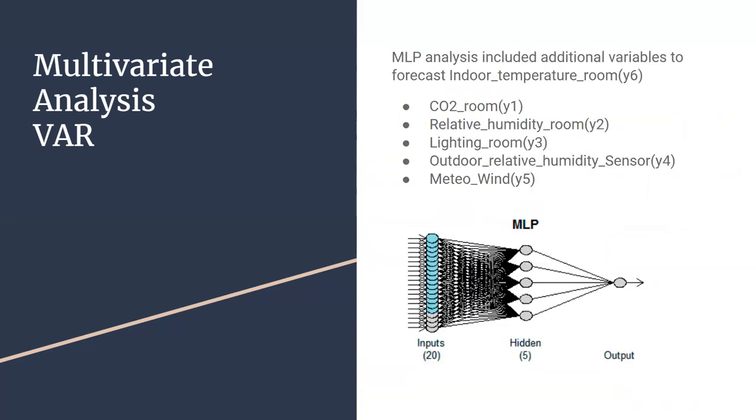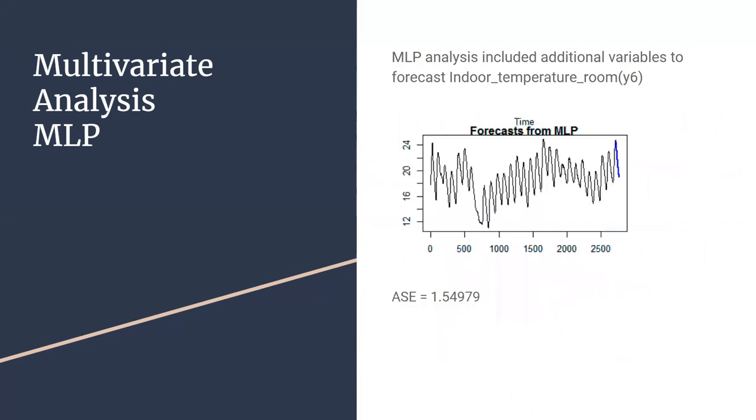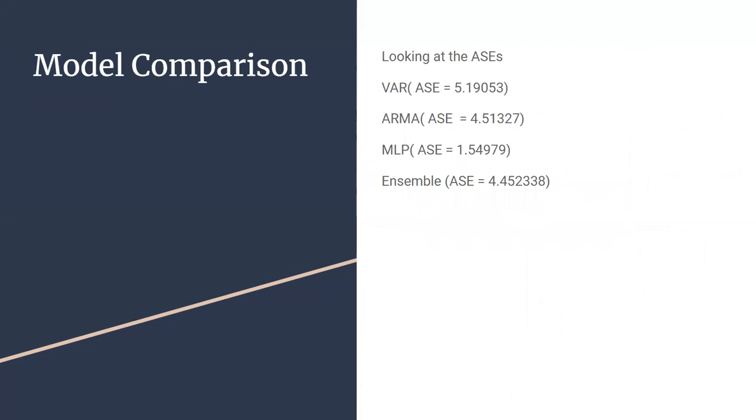5.19. Running the model through an MLP, which has inputs of various lags of all variables and 5 hidden nodes to result in one output, the ASE came out to be 1.5497. So comparing the various models, it looks like the MLP was by far the better performing model. I did run the data through an ensemble model where I combined the two better performing models, which in this case are MLP and ARMA. However, the ASE was still a little worse compared to the MLP.